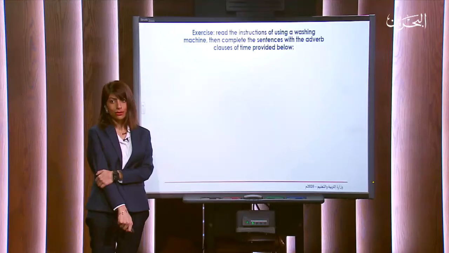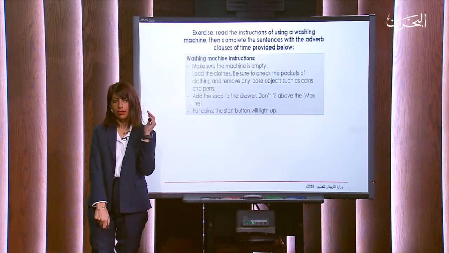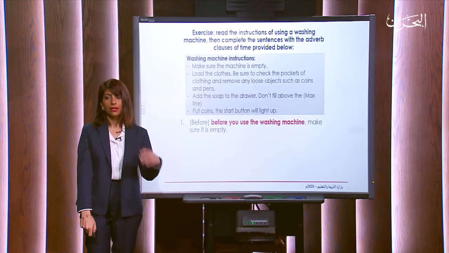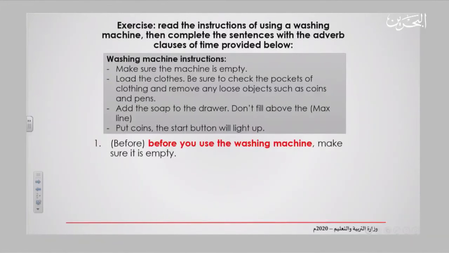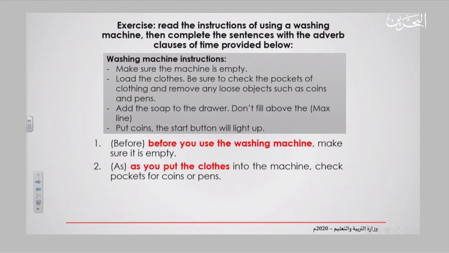Let's see the answers now together. These are the instructions, and the first one says, before you use the washing machine, make sure it's empty. Here, the adverb clause of time before is telling you that there are two actions going to happen. First, you have to make sure the washing machine is empty, then use it. As you put the clothes into the machine, check pockets for coins or pens. Here, the adverb clause of time as is telling you that you could do two things together.